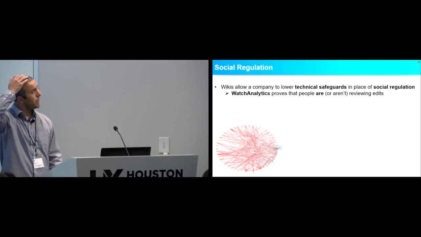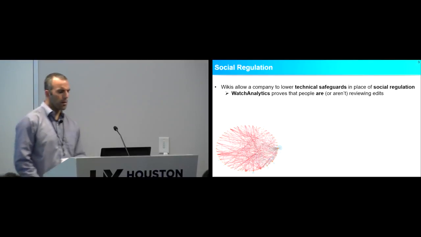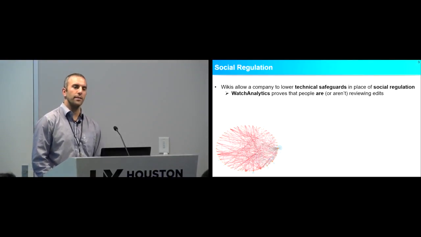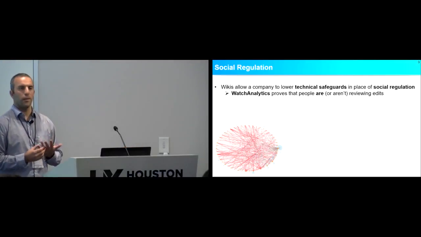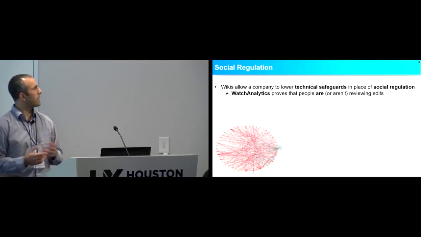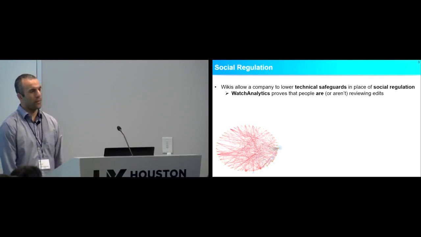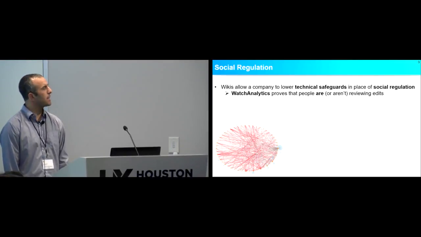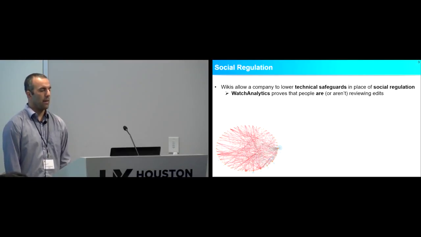So some of the guys at NASA put together an extension called Watch Analytics that I found to be pretty crucial for an enterprise wiki. I used to say, it's okay that everybody has edit access because everybody's watching, right? But that was more or less a statement, and I didn't necessarily know that was true. And when we look at this graph, it's not true. As it turns out, just because I say the community is watching doesn't actually mean they are watching.